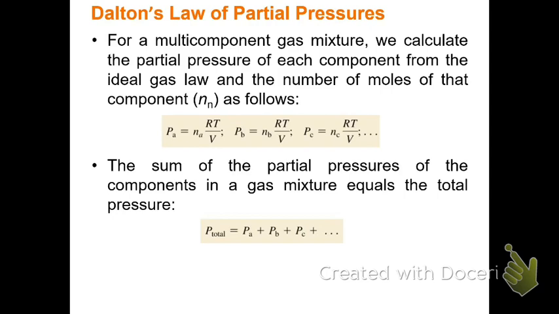So if we have a multi-component gas mixture, we can calculate the partial pressure of each component from the ideal gas law and the number of moles of that component using these equations below. For example, if we have gas A, gas B, and gas C, all in one container, then we can calculate the individual pressure of each gas using these equations. This is based off of the ideal gas law equation, PV equals nRT.